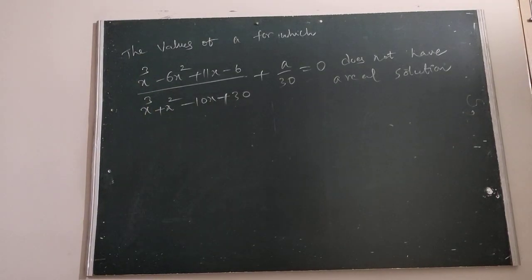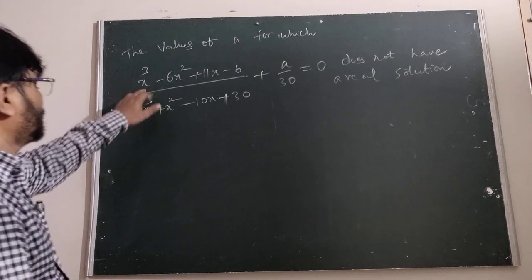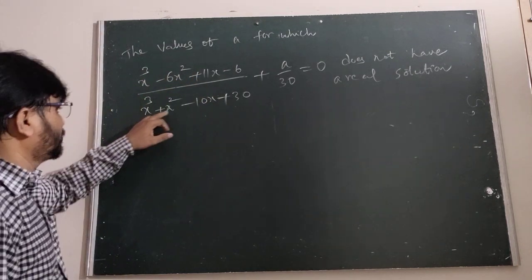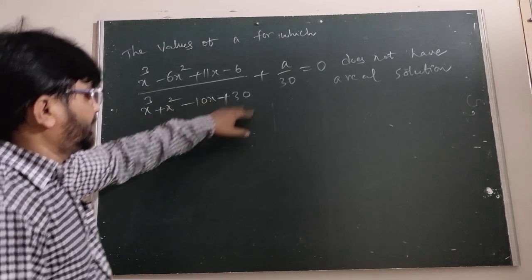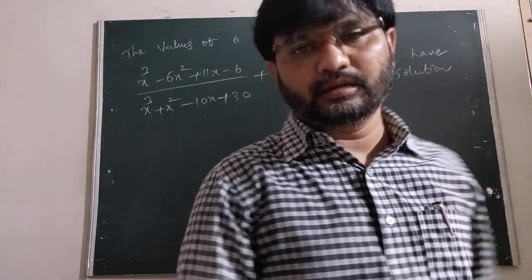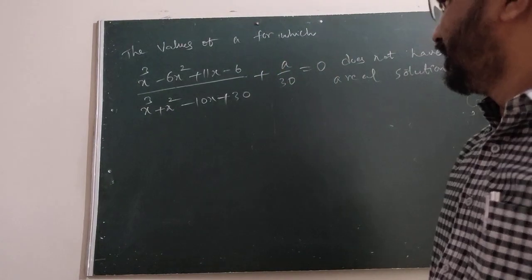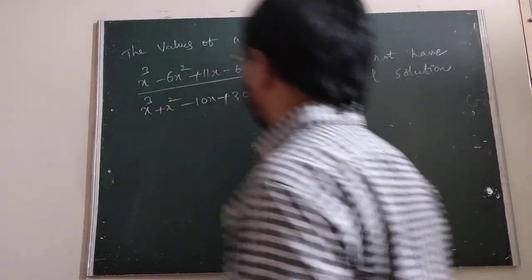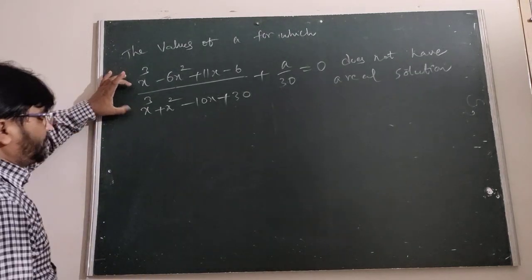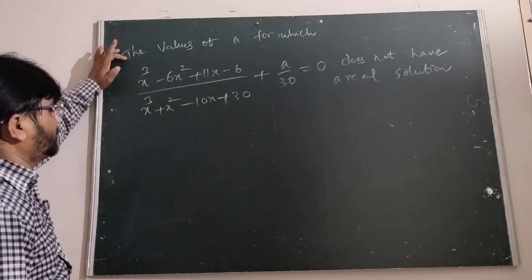So the value of a for which (x cube minus 6x square plus 11x minus 6) whole by (x cube plus x square minus 10x plus 30 plus a by 30) does not have a real solution. Does not have a real solution. Therefore, here the first is the algebraic function. Now we are finding the value of a.